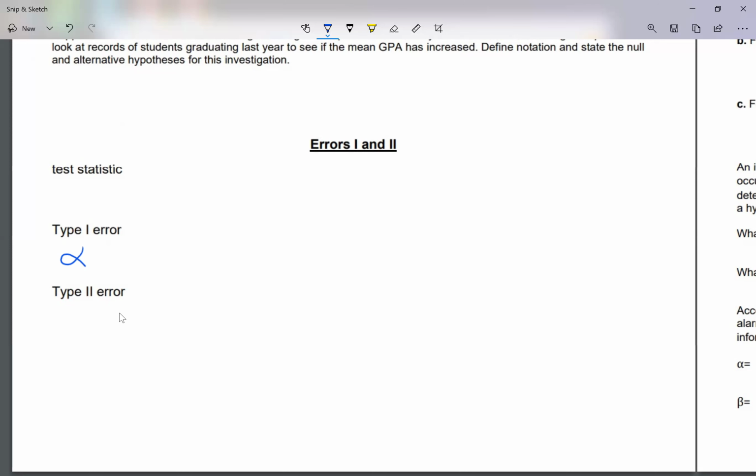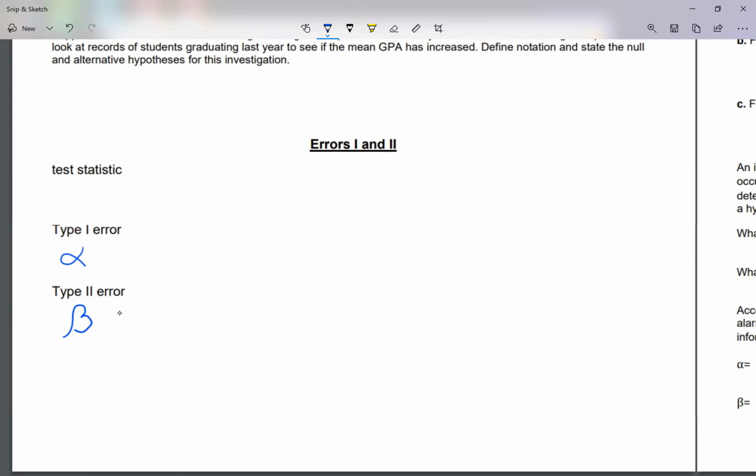Now, the probability of committing a type 2 error, we're going to write it with the Greek letter beta. Let me write that out. So beta looks like this. We're going to be able to work those out.